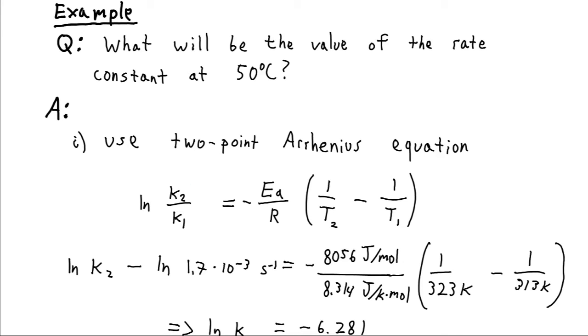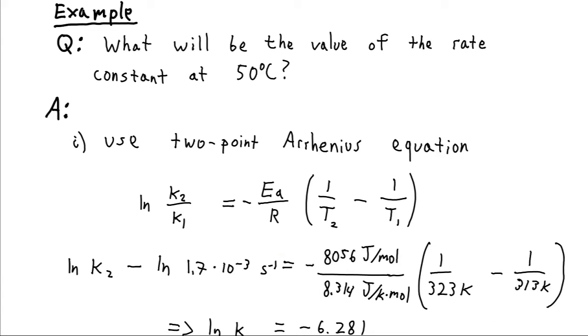And so we can go ahead and plug in what we already know for one of our rates. And we'll want to use the temperature which goes along with that rate for T1. And then now we're trying to figure this out at 50 degrees Celsius, so that's going to be our T2. 50 degrees Celsius is 323 kelvins. Now we can plug in what we found for our activation energy, 8,056 joules per mole.